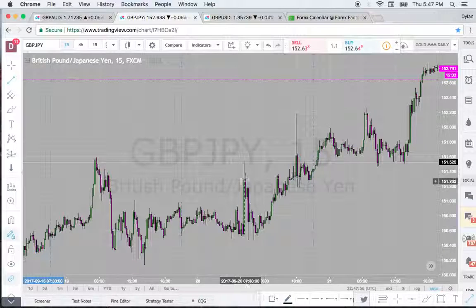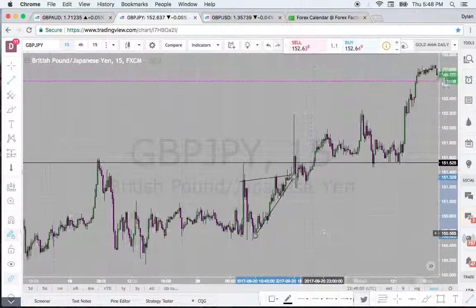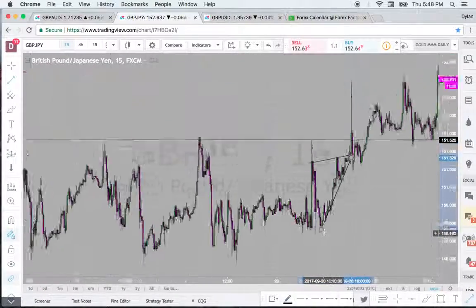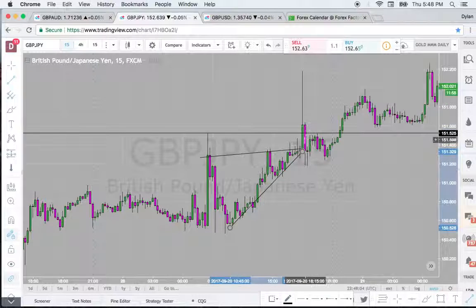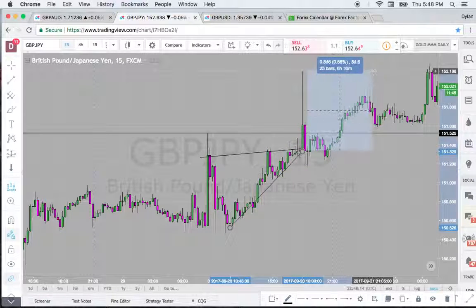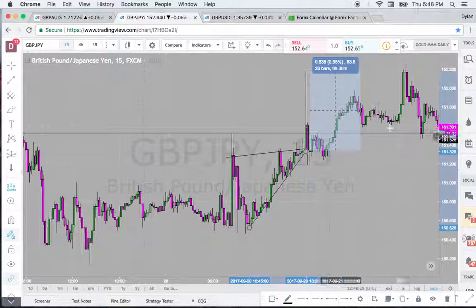What do we see here? Wedge formation, second leg, breakout. Very, very volatile, fierce breakout of this second leg. This was an 83 pip stop hunt. Well, actually an 83 pip spike to the high and then a continuation.